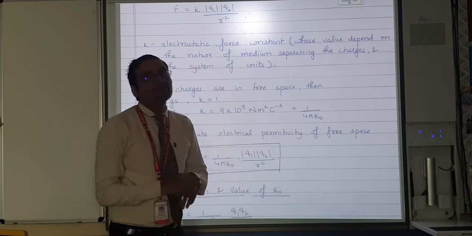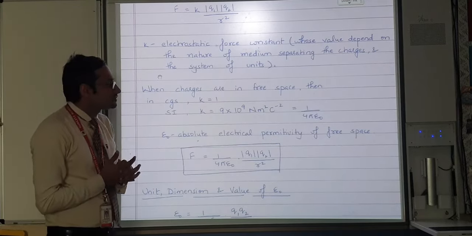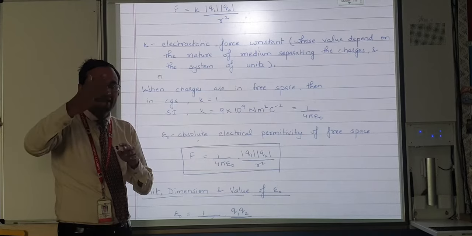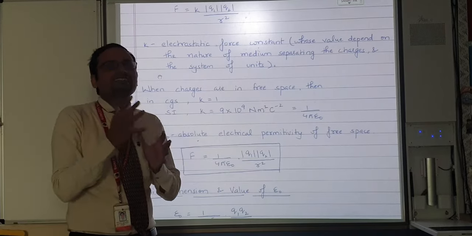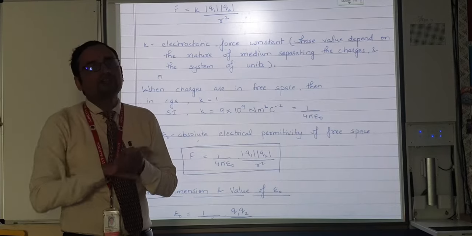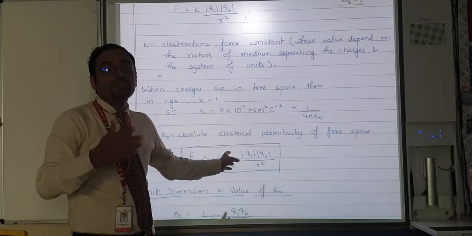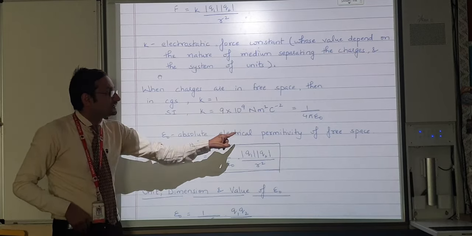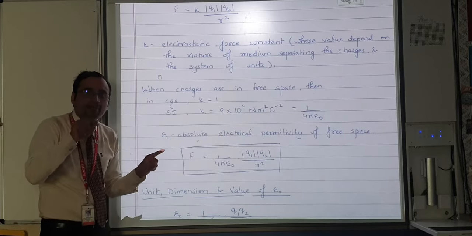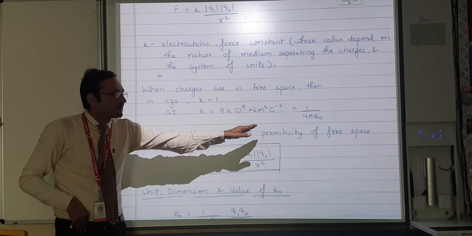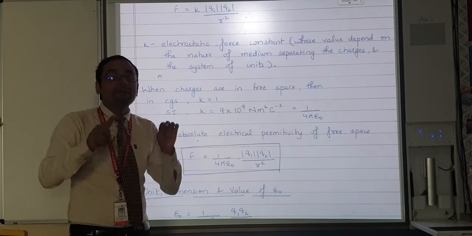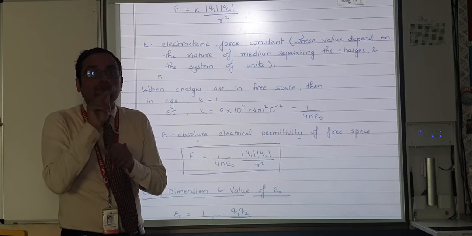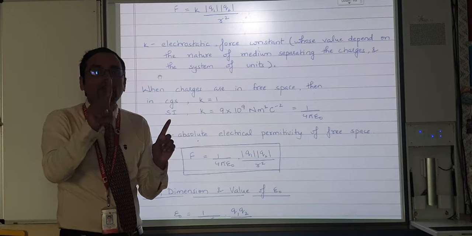Now what is this epsilon naught? It is called the absolute electrical permittivity of free space. This I will explain later with magnetism, because there is another very similar term which will come later. At that time I will discuss what you mean by absolute electrical permittivity of free space. Now it is epsilon naught, that's why it is absolute electrical permittivity of free space. If this naught is not there, that is only epsilon, then I will say electrical permittivity of the medium. Remember I told you k depends on the medium also. So if I have a medium, I will say 1 upon 4 pi epsilon. This naught is for air or vacuum.